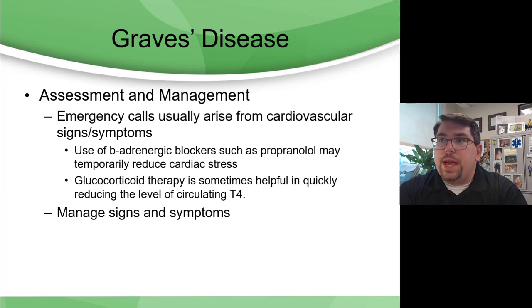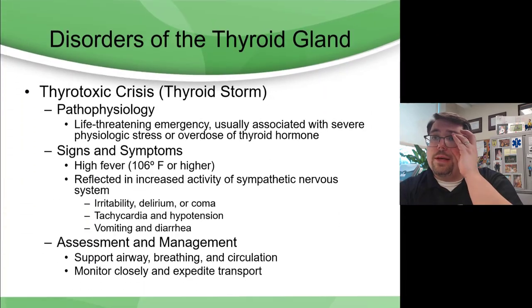Most of your assessment and management is really going to be based on cardiovascular-related issues that develop, including the onset of things like AFib. We may have to use beta-adrenergic blockers such as propranolol or other cardiac blockers to help reduce any temporary cardiac stress. And we may also need to consider glucocorticoid therapy as sometimes helpful for reducing those circulating T4 levels, right? Helping control some of those aspects. And then manage the signs and symptoms as they present.